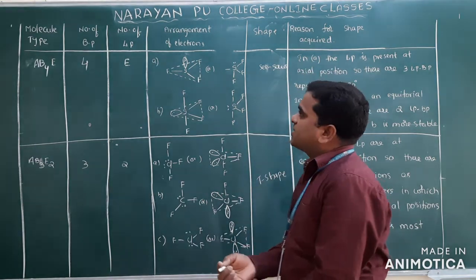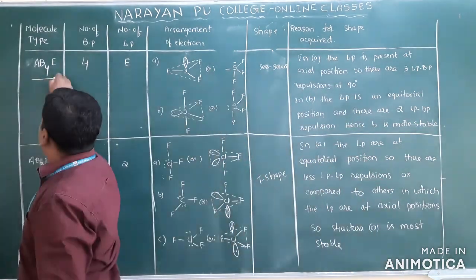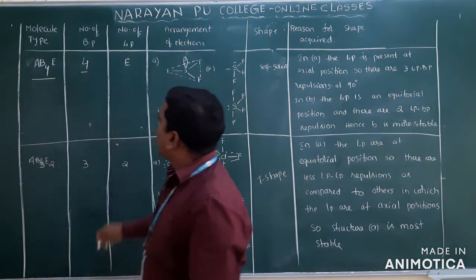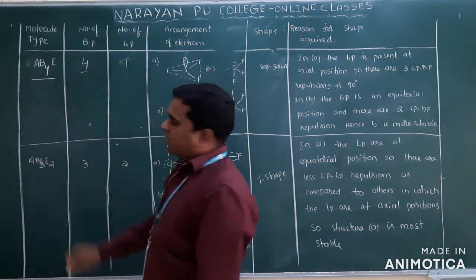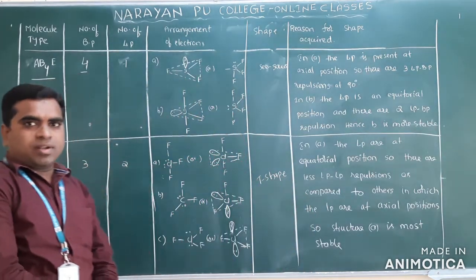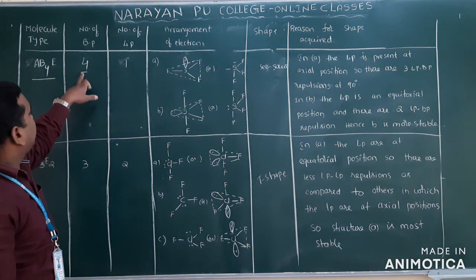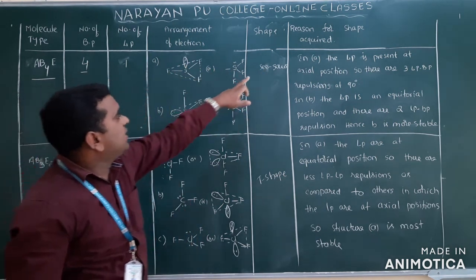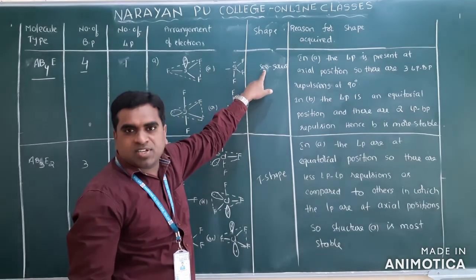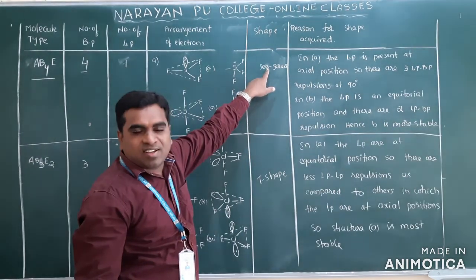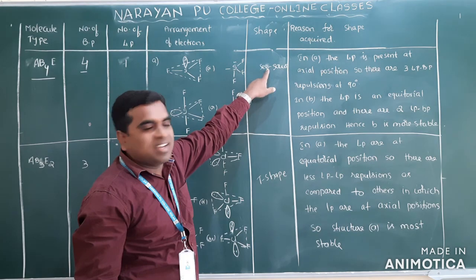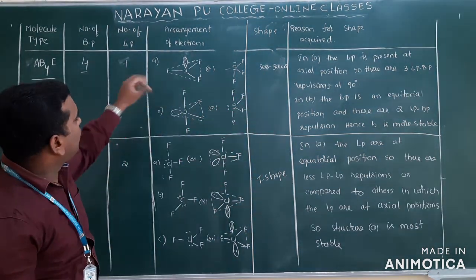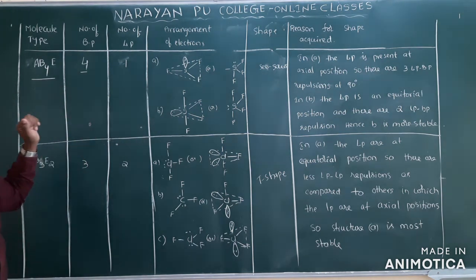Okay, the next one is another molecular type, AB4E. So how many bond pairs here? 4 bond pairs, and here 1 lone pair. See now, here very important. You know that when there are 4 bond pairs and 1 lone pair, what is the shape of that molecule? Seesaw shape. So previously I mentioned SEA; please correct that one. It is not a C. It is SEE, seesaw shape.